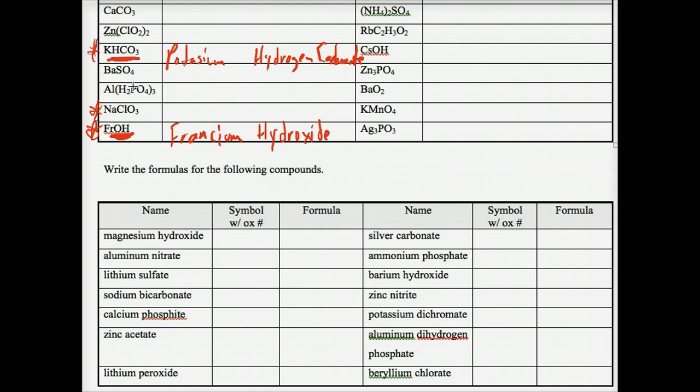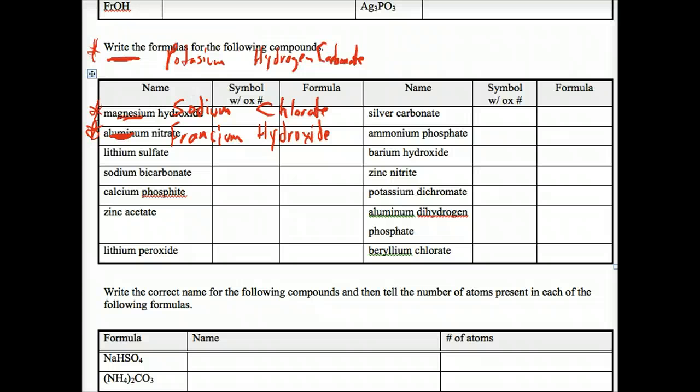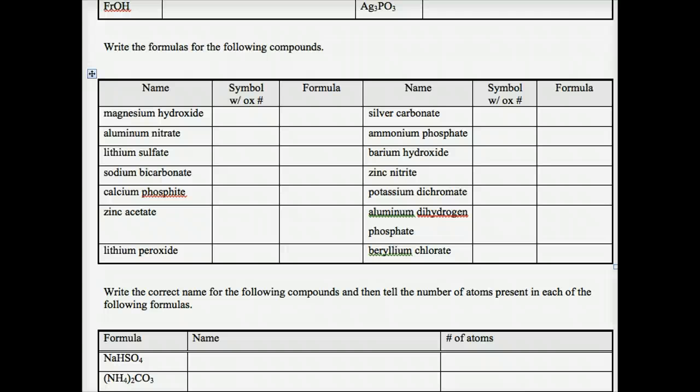If I go down here to the other one that I put an asterisk next to, you have to be able to recognize that there's a polyatomic ion in here, ClO3, which is chlorate. And then Na is sodium. Doesn't need any Roman numerals or anything like that. All right, scrolling down. Now we're getting to the actual formula writing, which might be a little bit more difficult. Let's find out.